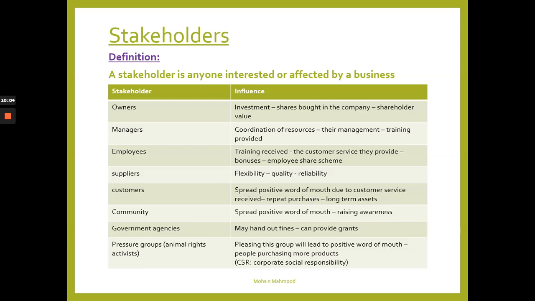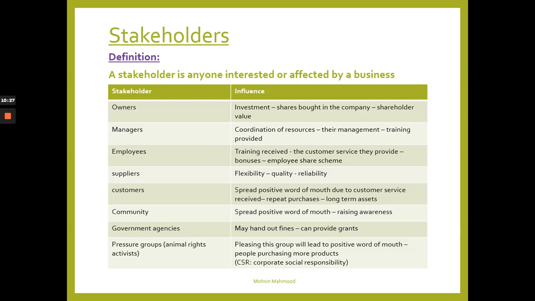Some employees can be a part of an employee share scheme, where a business can give their employees some of the shares of the business. That way an employee feels that they're part of the business, and they're more motivated to put in 100%, because the success of the business means the success of the shares that they own.